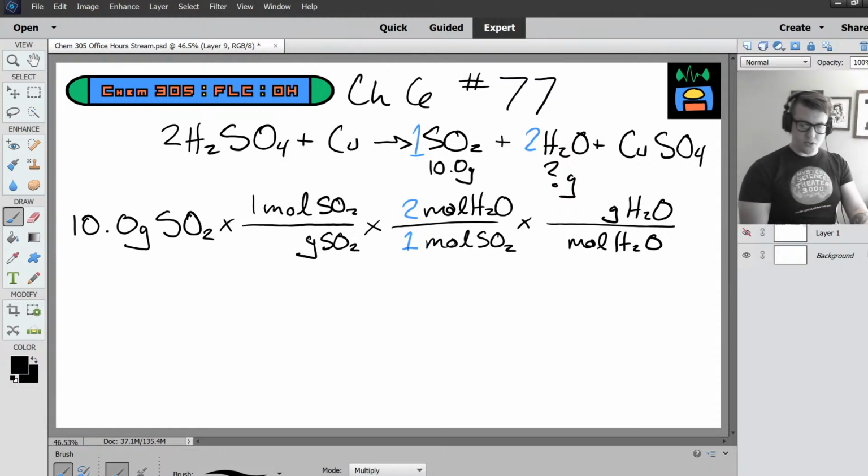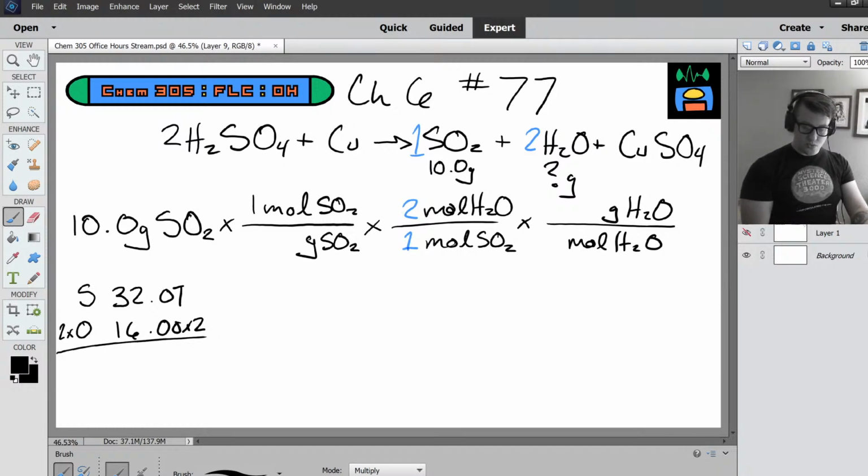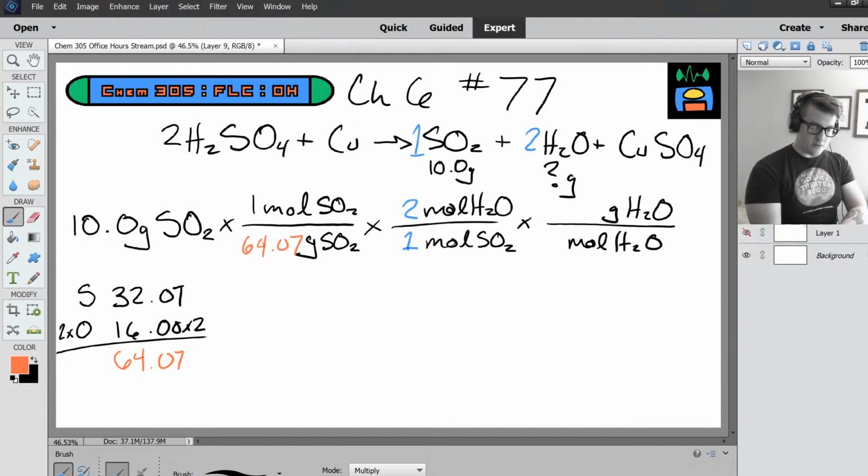To convert from moles of H2O to grams, we have a couple molecular weights to calculate, and then we can crunch our numbers. First, sulfur has an atomic mass of 32.07. Oxygen has an atomic mass of 16.00, but we have 2 of them in this molecule, so we have to multiply by 2. Now together, 16 times 2 is 32, plus 32.07 gives us a molecular weight of 64.07, and that's what we plug in here.